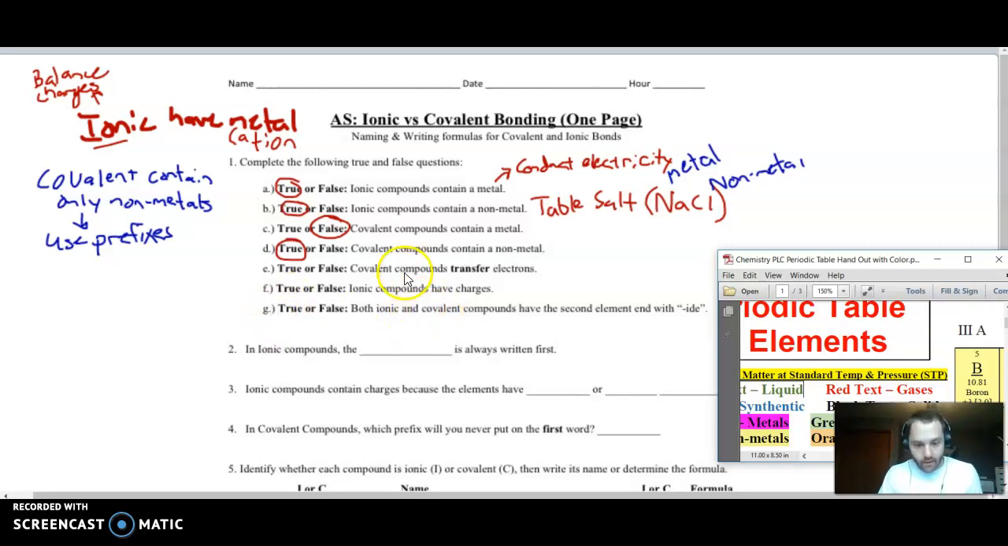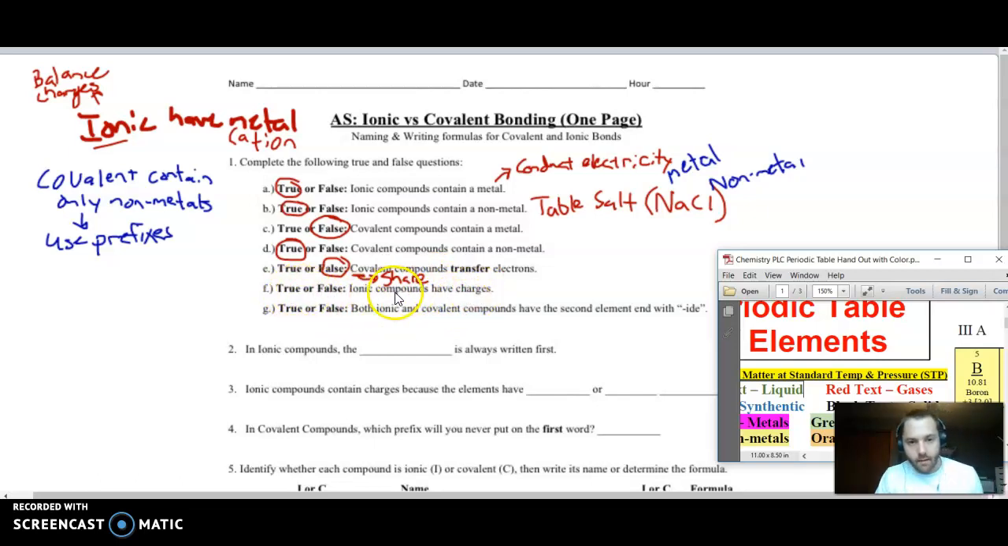Covalent compounds transfer electrons. This one is going to be false. The way I always tell students to remember this is that word co. Co literally means to share or to work together. So they're going to share electrons. They don't transfer them back and forth.